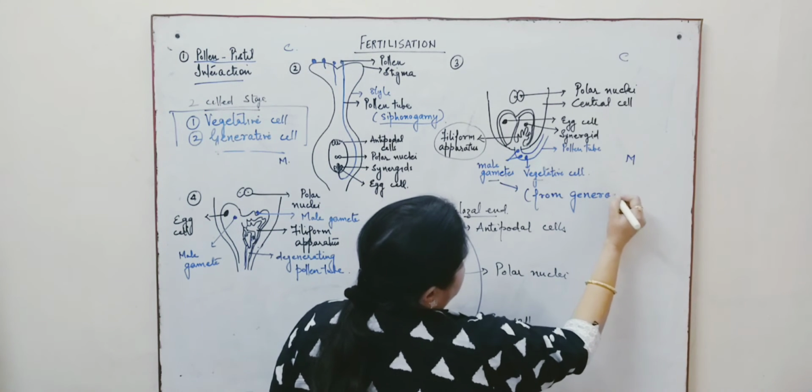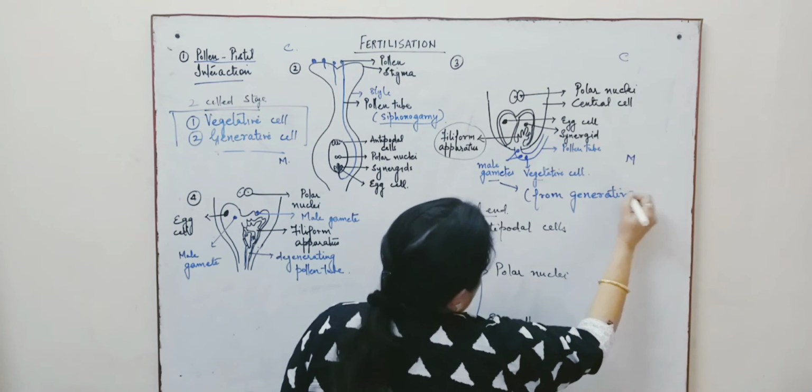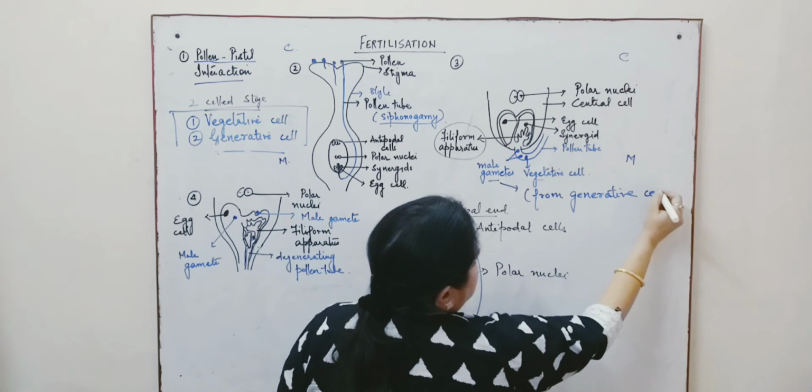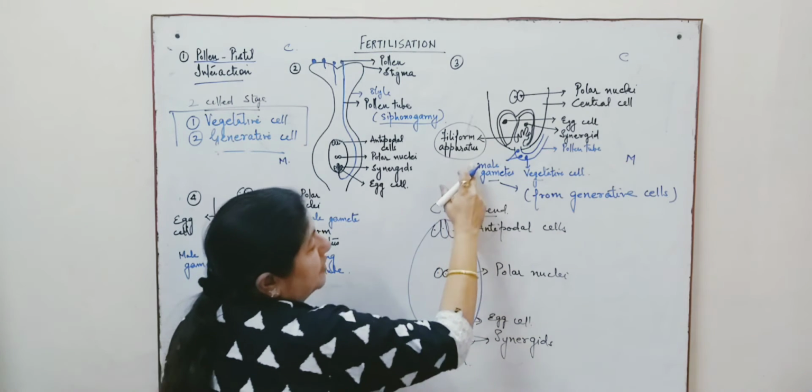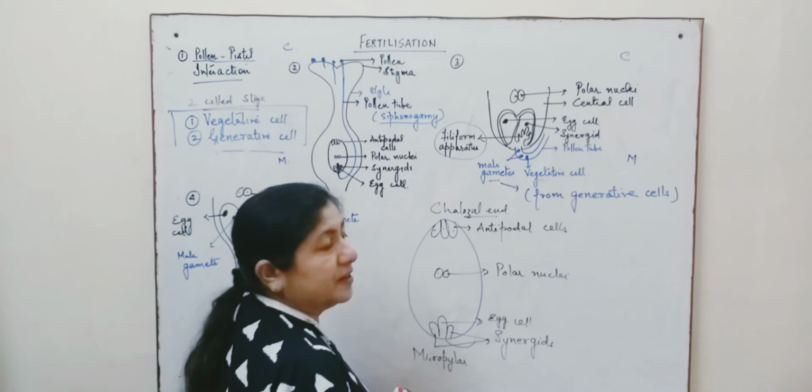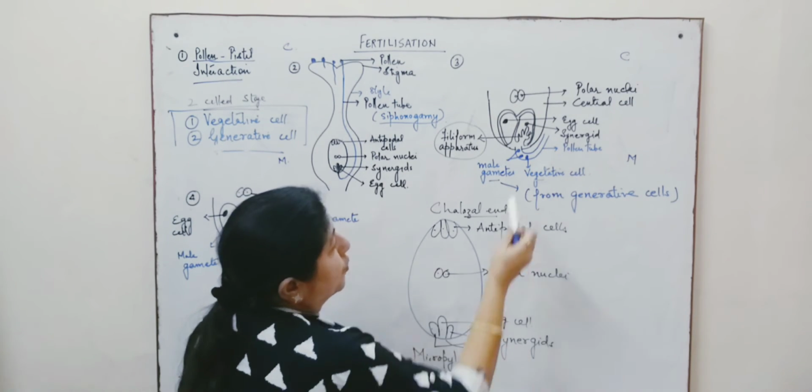So here, while reaching the egg cell, this consists of the male gametophyte, that is, there will be two male gametes and one vegetative cell. The function of both we know.